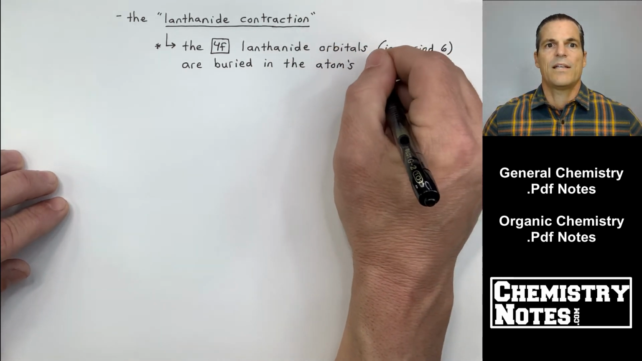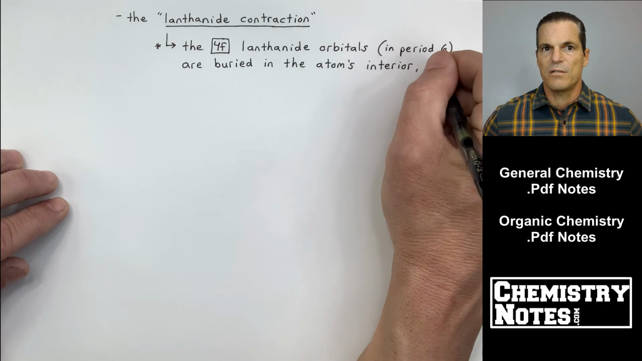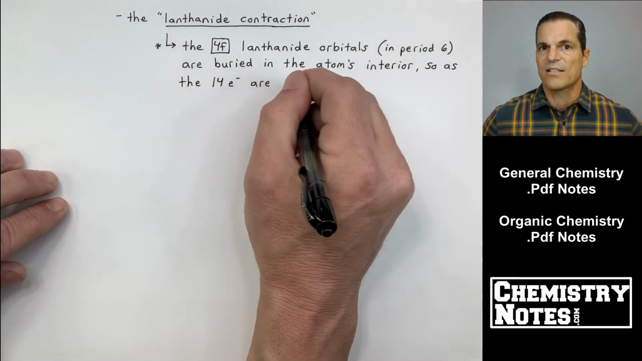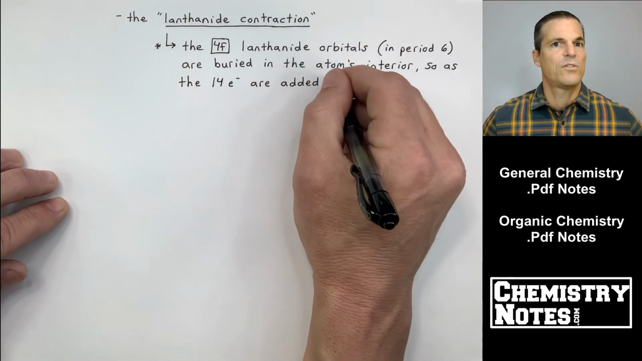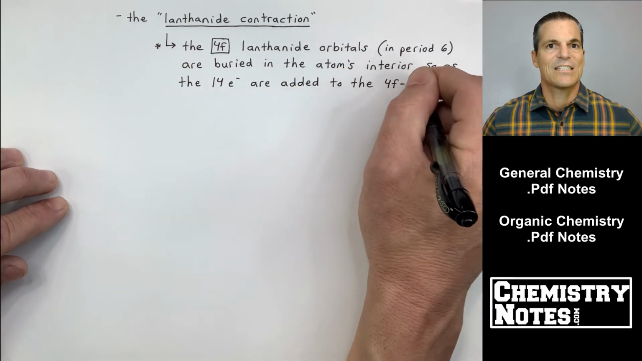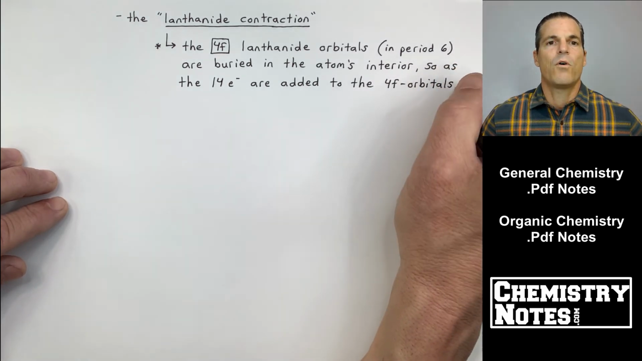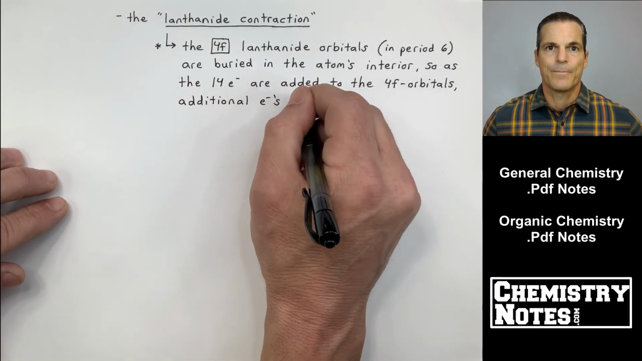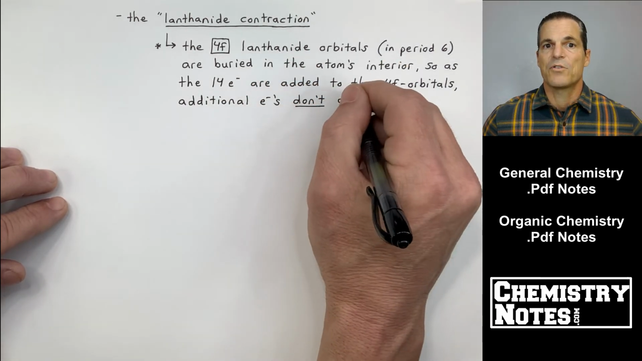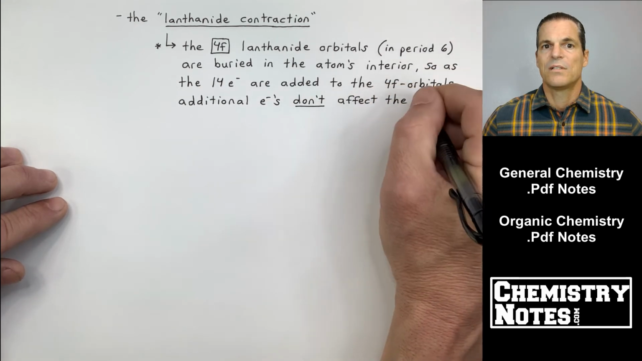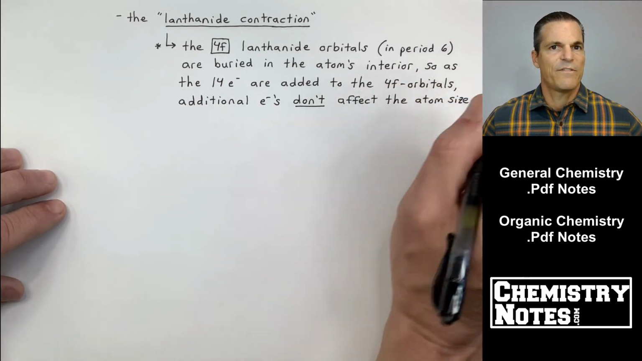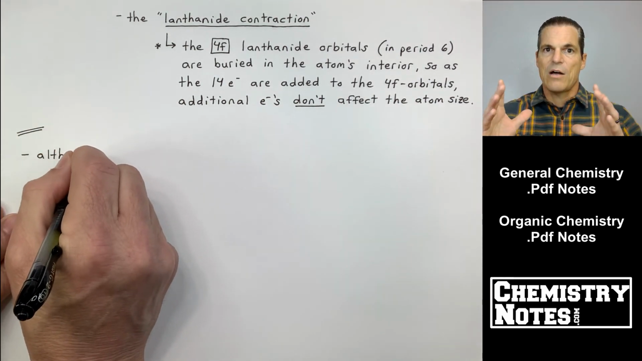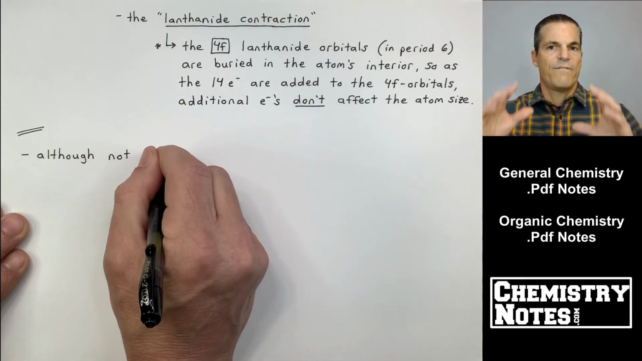What is it? Well, underneath lanthanide contraction, it says the 4F lanthanide orbitals, which are in period 6. Remember, the F are always 2 behind the period number. So period 6, 4F. The 4F lanthanide orbitals in period 6 are buried in the atom's interior. So as the 14 electrons are added to the 4F orbitals, additional electrons don't really affect the atomic size. They're being stuffed into the interior as opposed to the outer, quote unquote, more valence-esque shells.